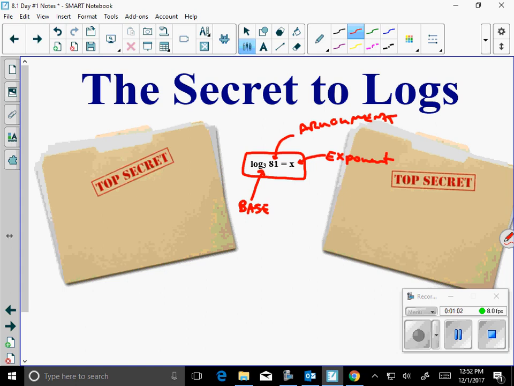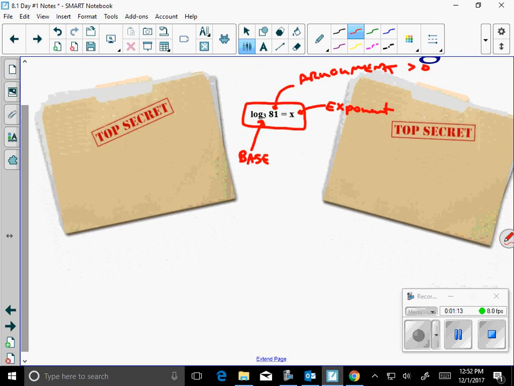Okay, now, a couple of things. Your argument must always be greater than 0, and you'll see why in a couple of minutes. Okay? What do you remember about how that turns into an exponential, or do you have no idea? 3 to the x equals 81. Is that possible? Yeah, 3 times itself, how many times? 4 times. So x equals 4.